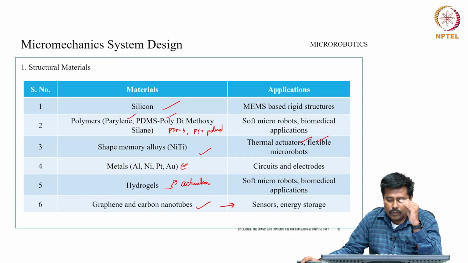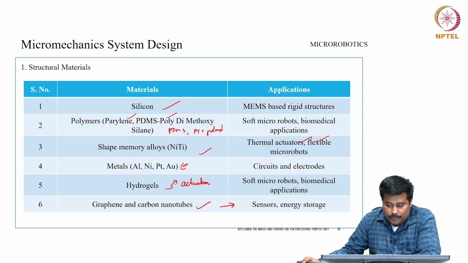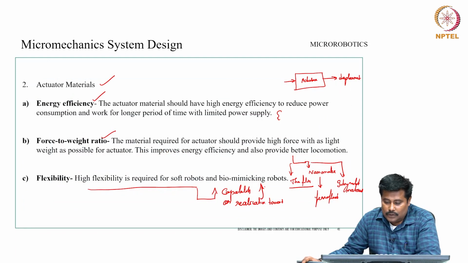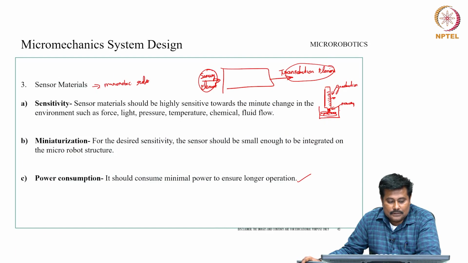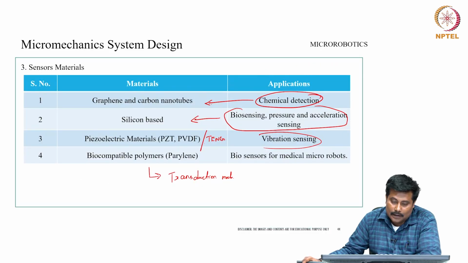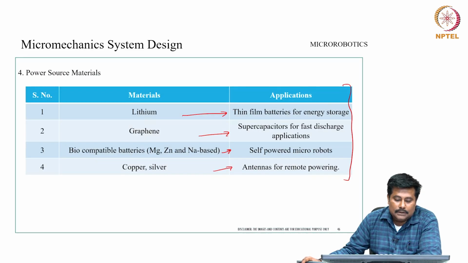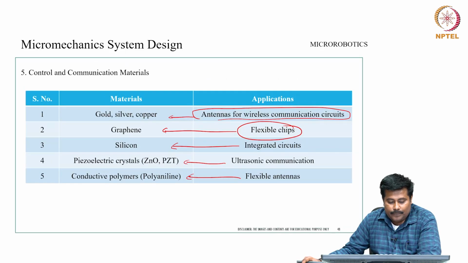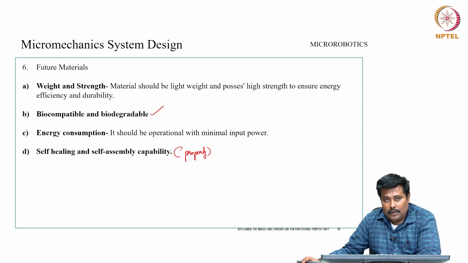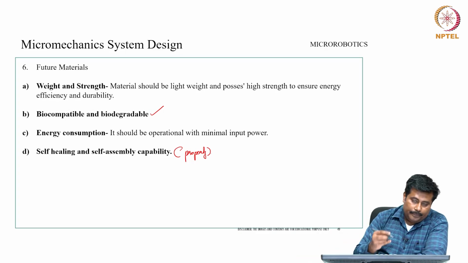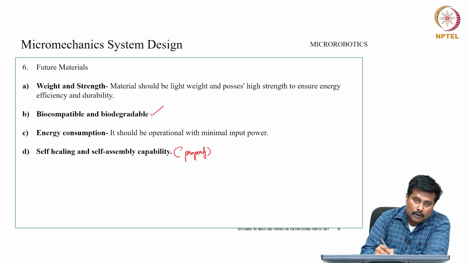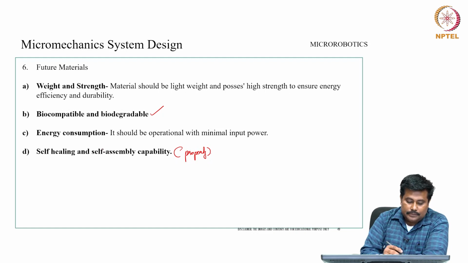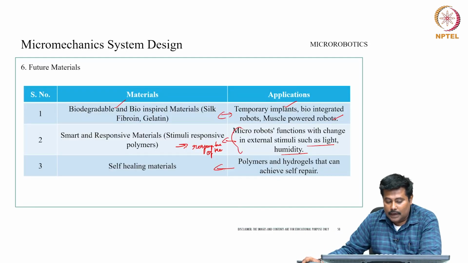We have also discussed the different types of materials and their applications. Then we discussed the actuator material and its applications. We also discussed the sensor materials and their applications, and the power source materials and their applications, basically on external energy based power sources and energy efficient power sources. Control and communication materials and their appropriate applications. And then we also discussed the future materials, in which some of the key components, including biocompatible and biodegradable, energy consumption and self-healing, are considered additional materials which come into the picture.